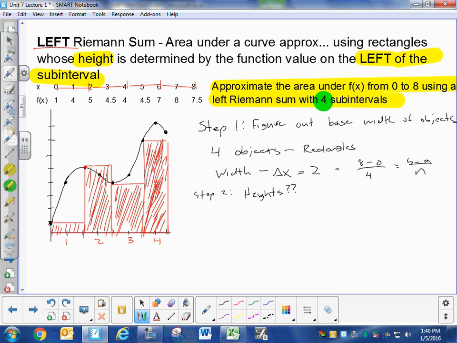Okay, now up here over your table, you can see it's easy to do as well. Between 0 and 2, you go to the leftmost. Hold on a second. Between 0 and 2, you go to the leftmost height, and you could circle it to say, okay, 0 and 2, height is 1. 2 and 4, the height is 5. 4 and 6, the height is 4. 6 and 8, the height is 7. Okay, and those are the values we are going to use to calculate the area.